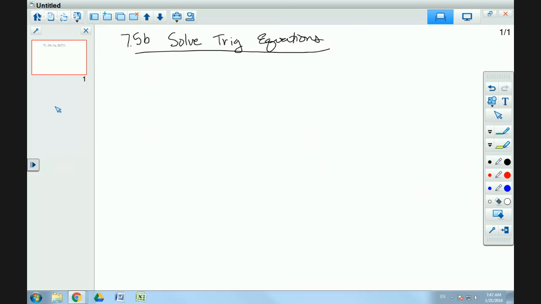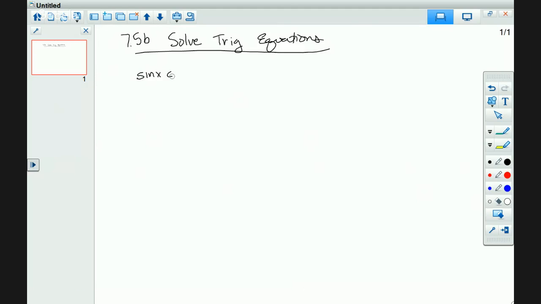Let's see. Let's solve that one. What does it equal? 0. Good. And the sum of this one is solve for principal values of x.